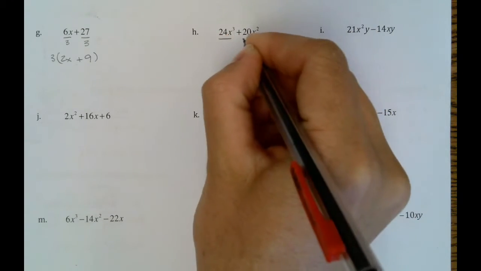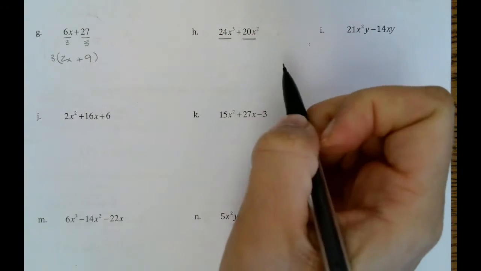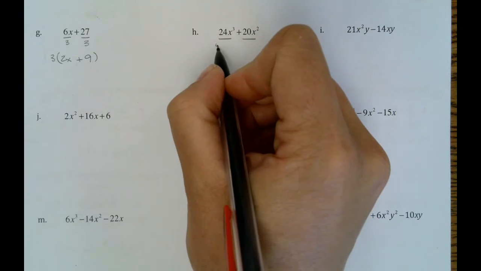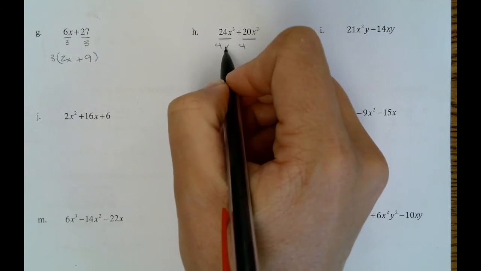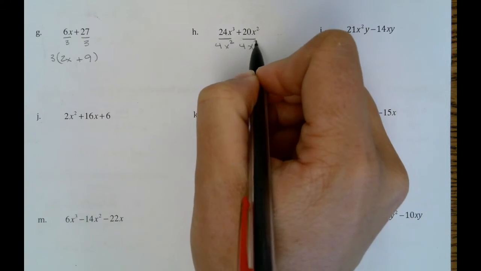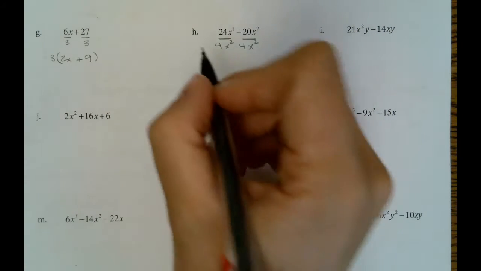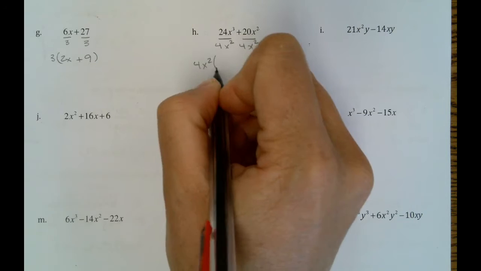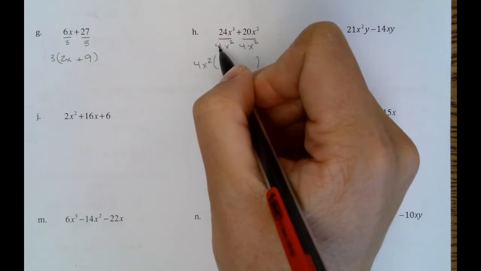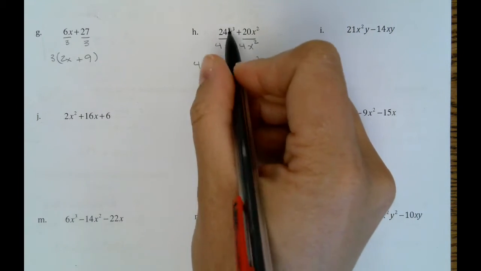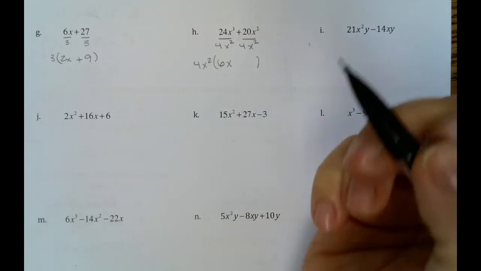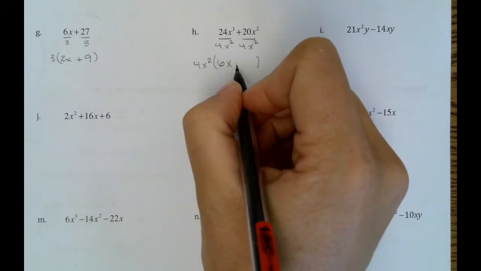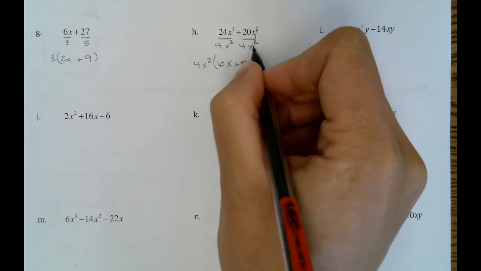All right. So here, 24 and 20 both have 4 in common. X cubed and x squared, we always take out the smallest exponent. So here we can take out an x squared. We're left with 24 divided by 4 is 6. We have an x left because we have 3 take away 2. 20 divided by 4 is 5. Our x's cancel.